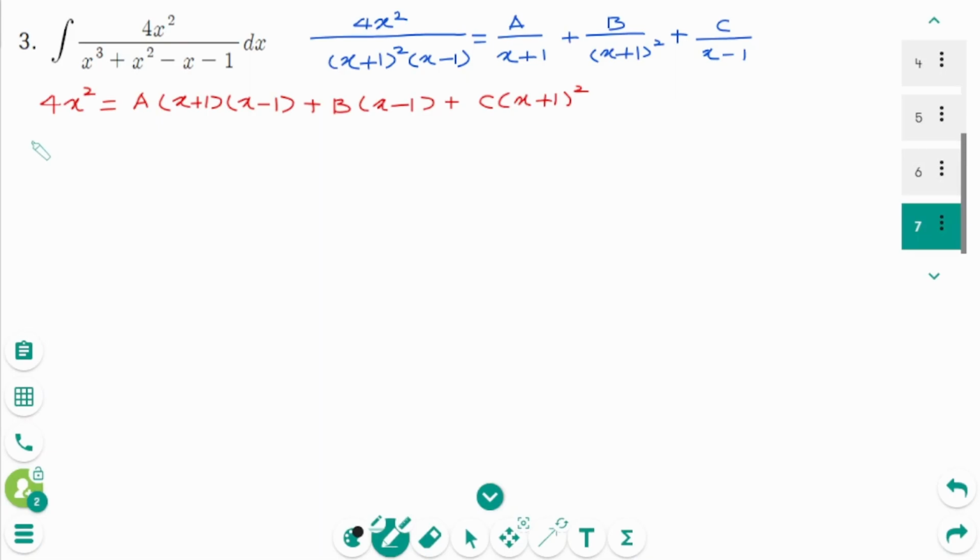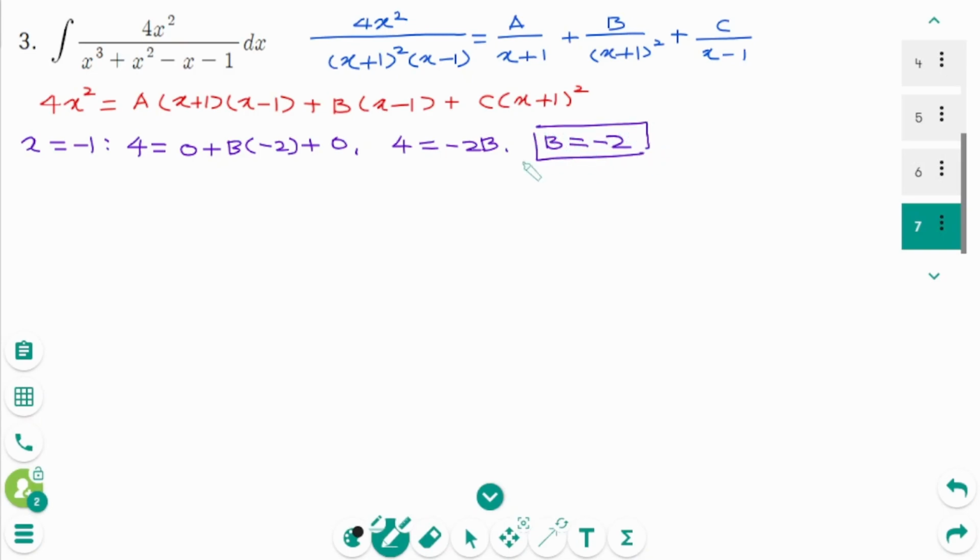To solve for b, if x is minus 1, then 4 times minus 1 squared is 4 equals a times minus 1 plus 1 is 0, plus b times minus 1 minus 1 is minus 2, plus c times minus 1 plus 1 is 0 squared is also 0. Then 4 equals minus 2b. Then b is minus 2.